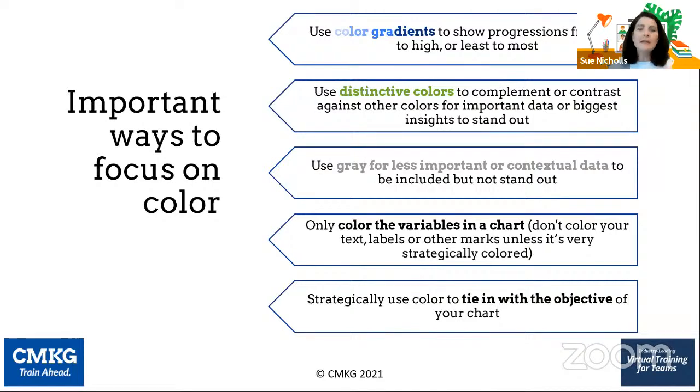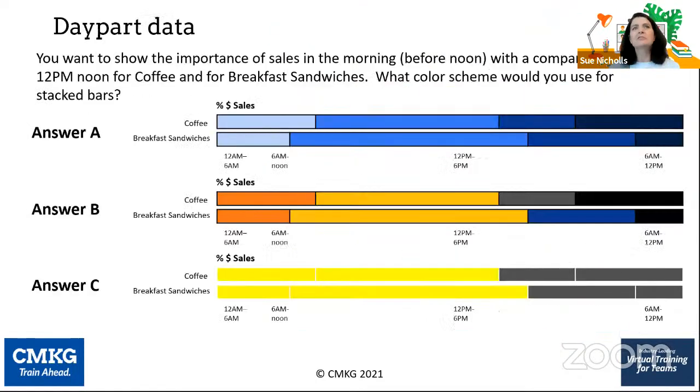So an example of using color effectively is using day part data. I have some really great day part data, and what day part data is, is that it allows you to understand sales on an hourly basis throughout the day.